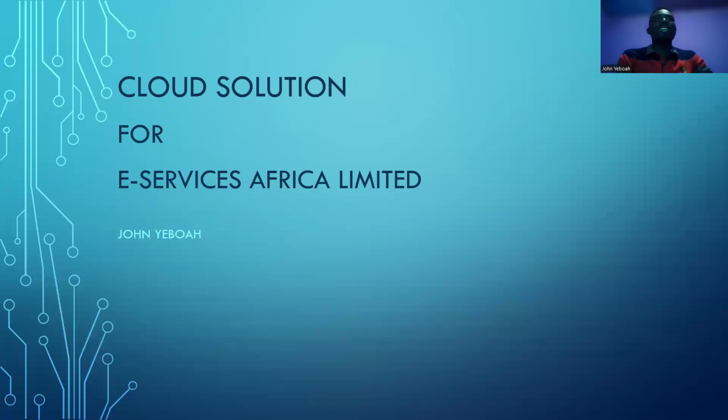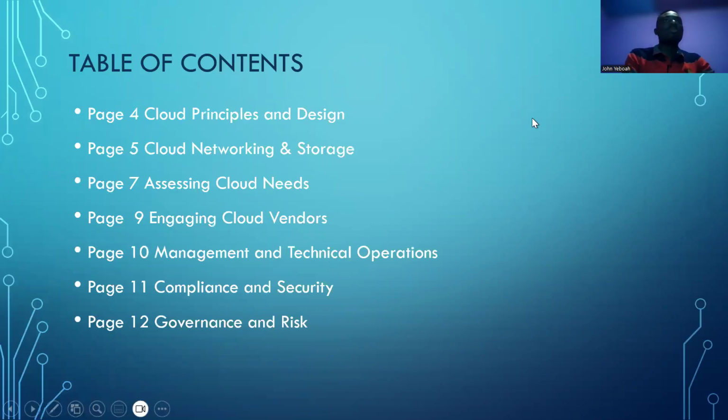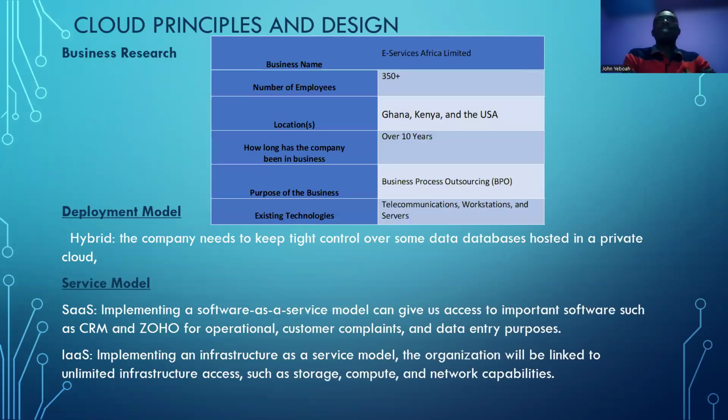Okay, so this is the cloud solution for eServices Africa Limited, which I'm going to implement for the company. Looking over here is a table of contents. In here, with my business research, eServices has been in business for over 10 years now and has over 350 plus employees at the moment. The locations are Ghana, Kenya, and the US.